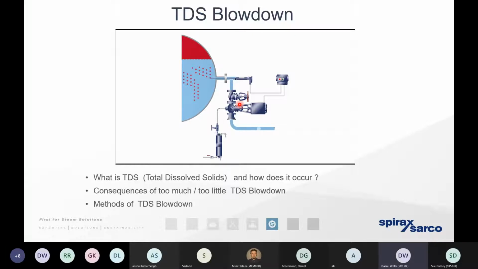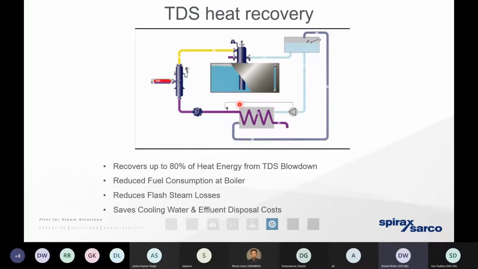But the one thing that sets the TDS blowdown apart from the bottom blowdown is there's no nasty heavy particulate or abrasive particles present within it. So that means the TDS is in an excellent condition for being passed across a very basic heat recovery system. So we can pass it across a flash vessel. We can add the resulting flash steam into the hot well to help keep it at a nice high temperature, and pass that residual blowdown across a heat exchanger.